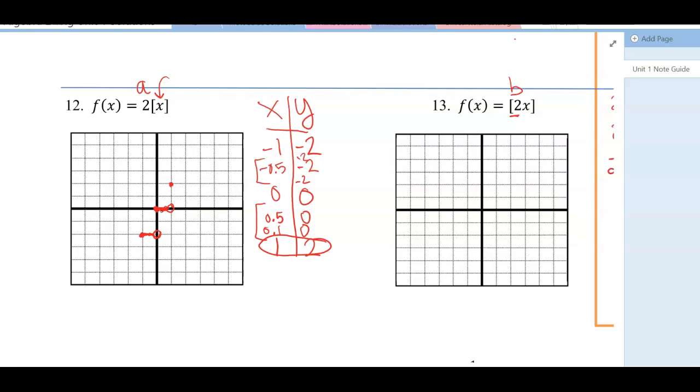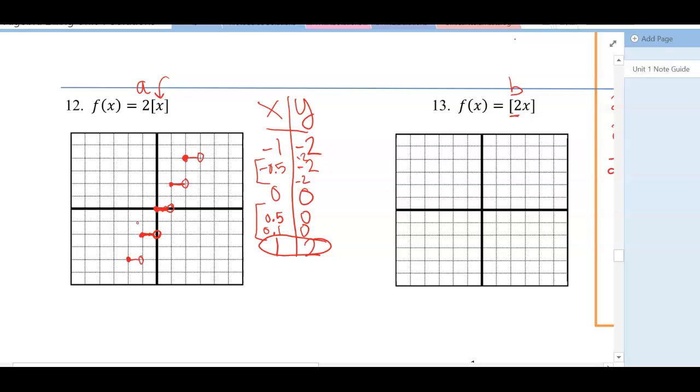Horizontally, every step is 1 unit across still, but what changed from the parent function? Vertically, we go up 2 now every time we go to a new step instead of going up 1. So like this next step I can predict would be right here, and the one after that would be up here. The one below this one would be down here.